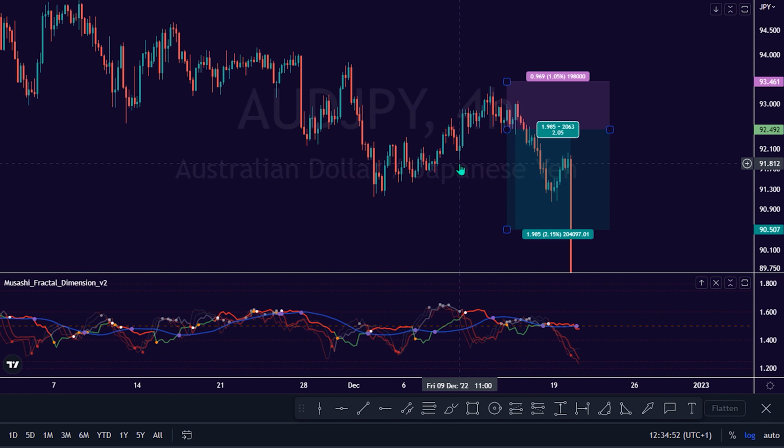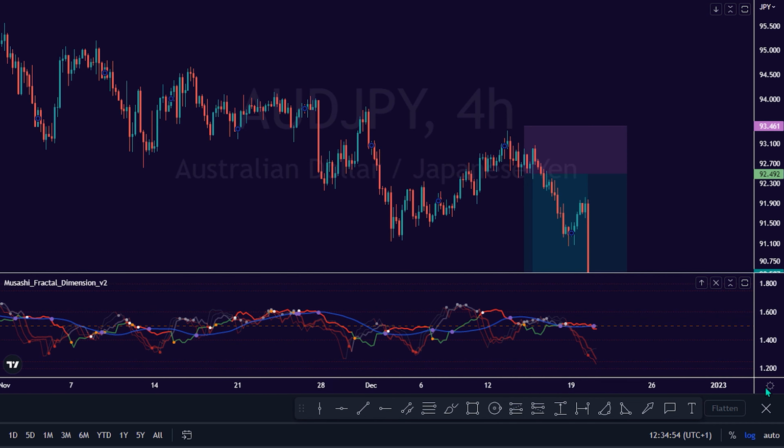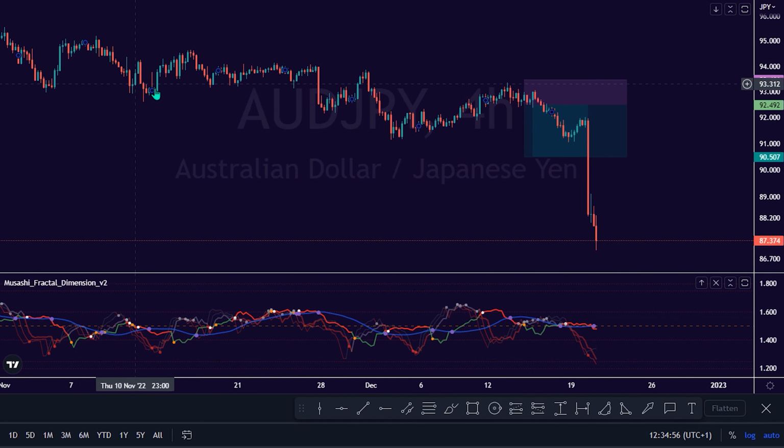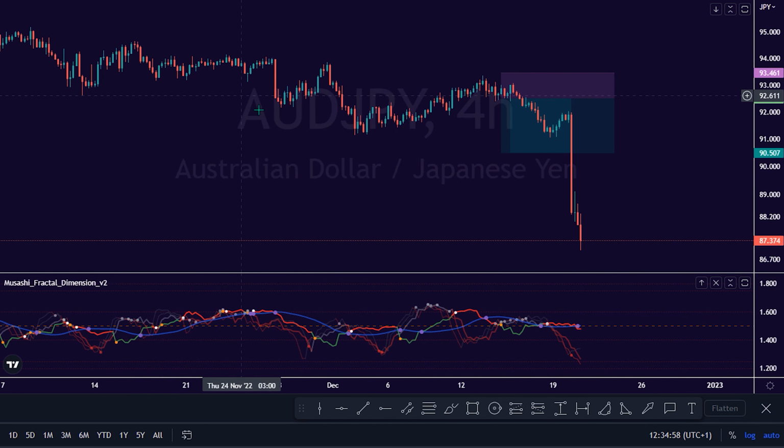Take note, in order to have a high winning rate using the Mushashi Fractal Dimension Indicator, make sure to apply it in a trending market according to the direction of the dominant trend.